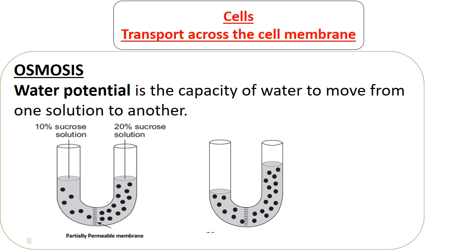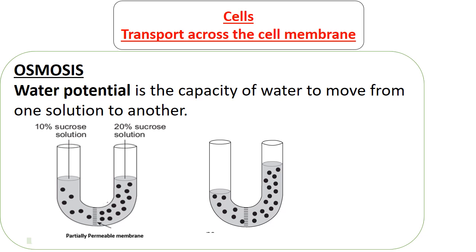So at this point, it means we've got equal concentration on the left and right. And by concentration, I mean water concentration. So always remember that whenever we're talking about osmosis, whenever we're talking about particles moving across a partially or a selective permeable membrane, we concentrate on the movement of water, not other particles.